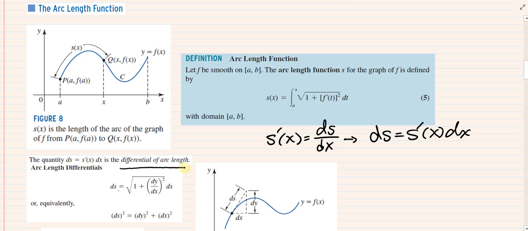Now, we can use the differential of arc length because, again, s prime in this case is going to be, let me write what s prime is.